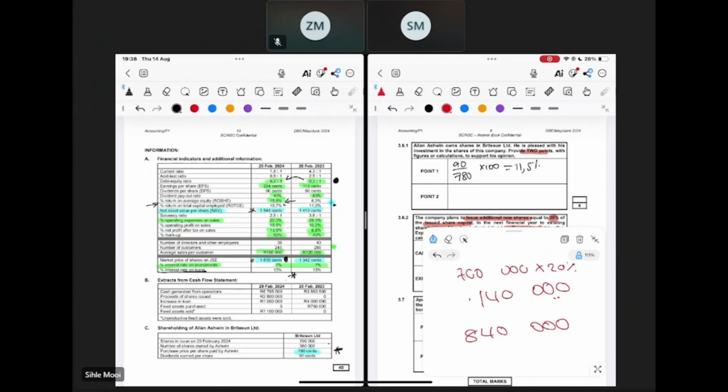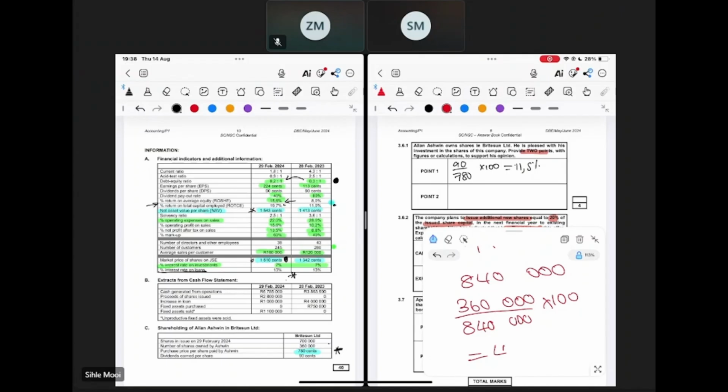Now, we want to get what will be the percentage of Alan's shares. So now we will take the 360,000 shares that he owns, divide by the 840,000, times 100, and that will give us the percent that he will now have. So 360 divided by 840 times 100, and that will give us 42.86%. This is after the share issue.